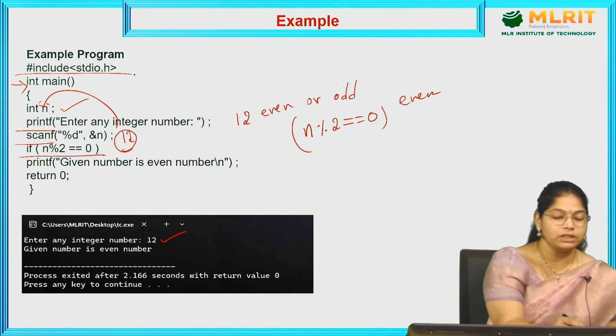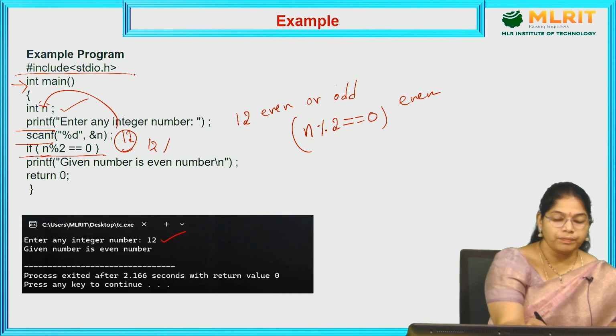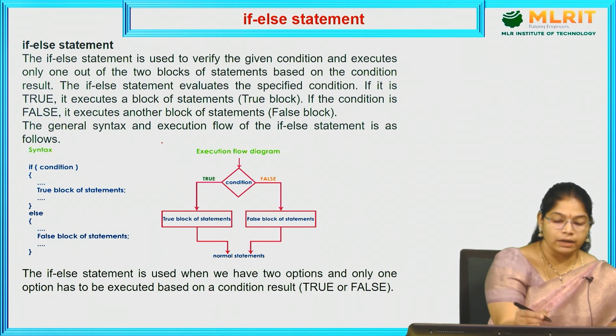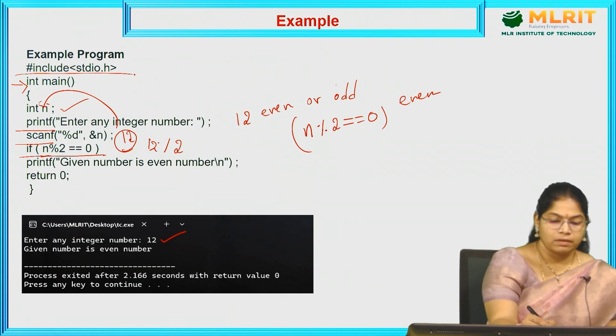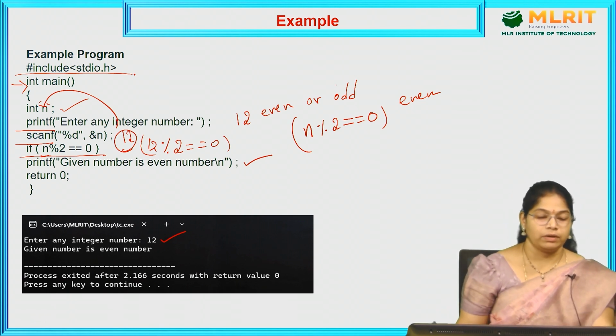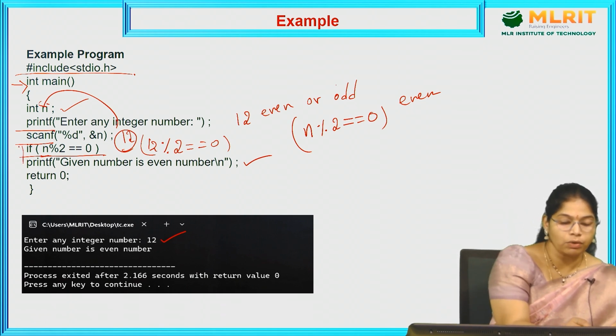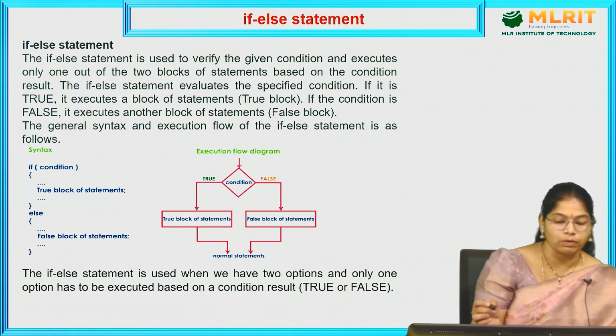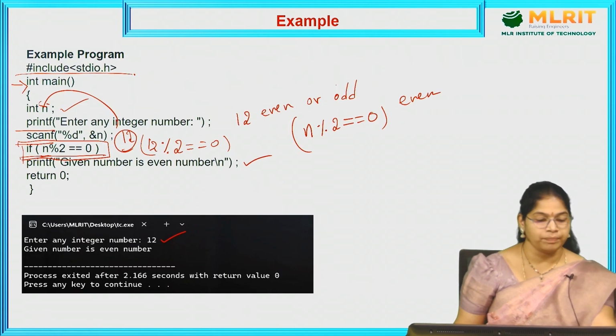So here the condition we have, given number is n, that is 12. 12 divided by 2 and the remainder must be equal to 0. If this condition is true, then the number is said to be an even number. So in simple if, we have to mention only the if condition without else. There is no else in if.